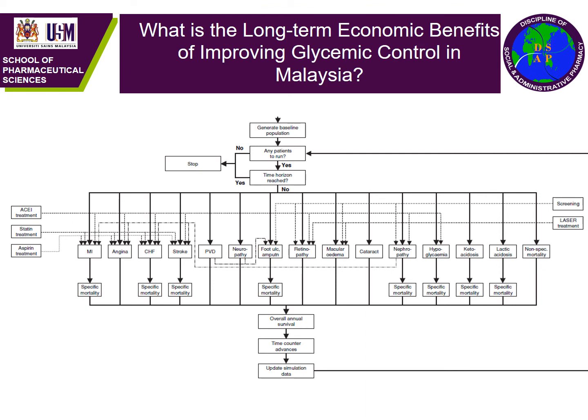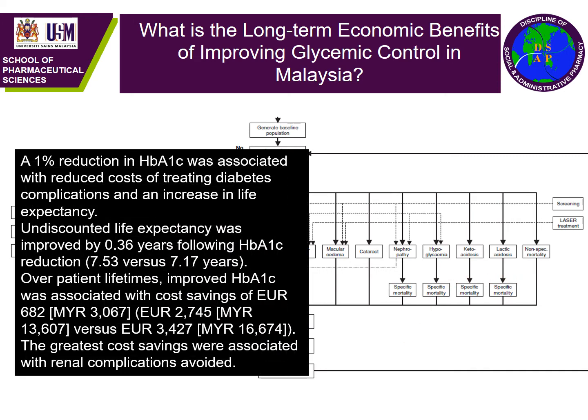This is again another example where cost-effectiveness analysis is being used in Malaysia. In this case, it's being used to look into the long-term economic benefits of improving glycemic control in Malaysia. This study simulates the effect of glycemic control across many of the micro and macrovascular complications of diabetes to give us conclusions about what we can expect in terms of economic benefit if we manage to improve glycemic control in Malaysia.